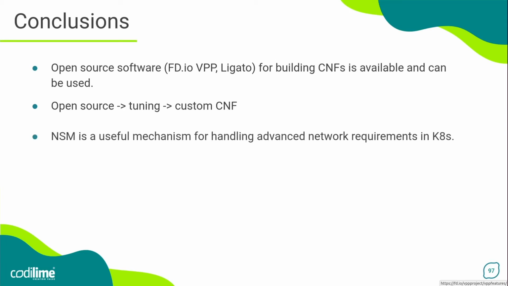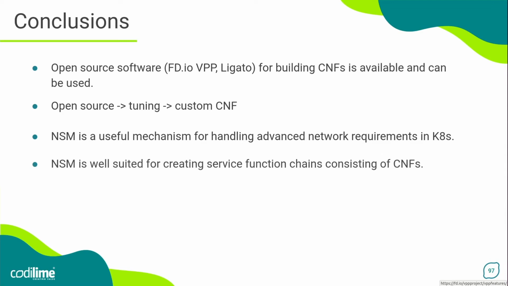As you can see, we also use NSM in our setup. It is a very useful mechanism for handling advanced network requirements. In Kubernetes, it can be used in parallel with any CNI plugin. NSM is well suited for creating service function chains consisting of CNFs. Based on the so-called matches within the network service we defined for our setup, the NSM system created dedicated links between the selected pods. This was exactly what we needed to route traffic from one CNF to next within a given service chain.